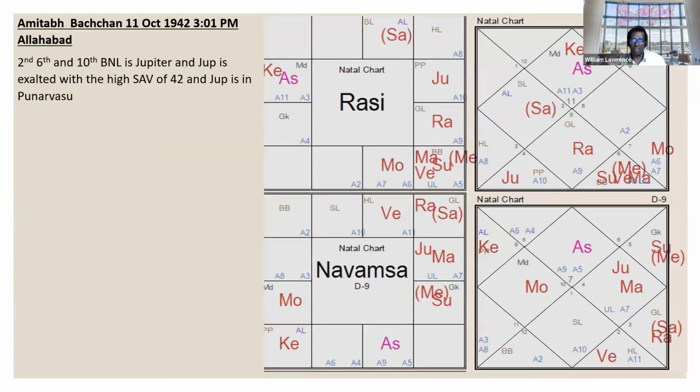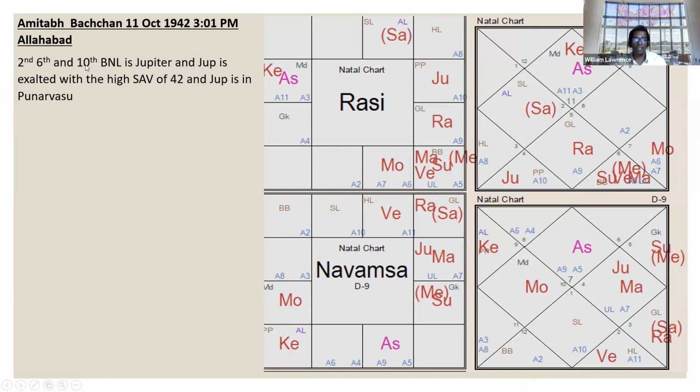Okay, Amitabh Bachchan's chart. Only one thing I want to know: the 2, 6, 10, see, all the planets are in the 8th house. There are many yogas for this, but only one thing I want to tell. The 2nd, 6th and 10th lord is Jupiter. The 2nd and 11th lord is already Jupiter. And Jupiter is in the 6th house, exalted, with 42.